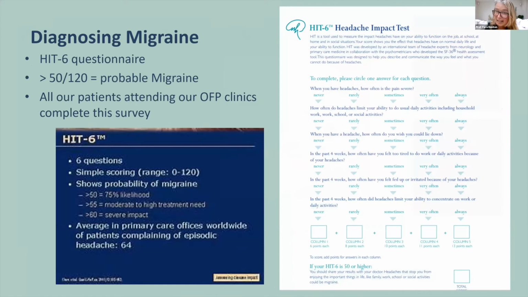Diagnosing migraine is really easy, and basically you can use your HIT-6 questionnaire, which is really simple. And basically, if you get a score of 50 out of 120, then it's probable migraine.